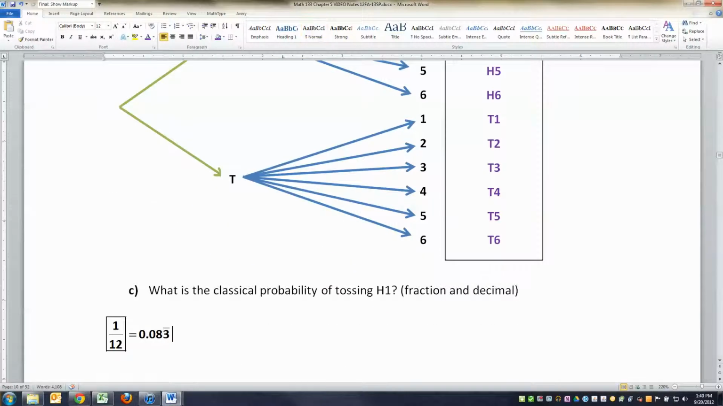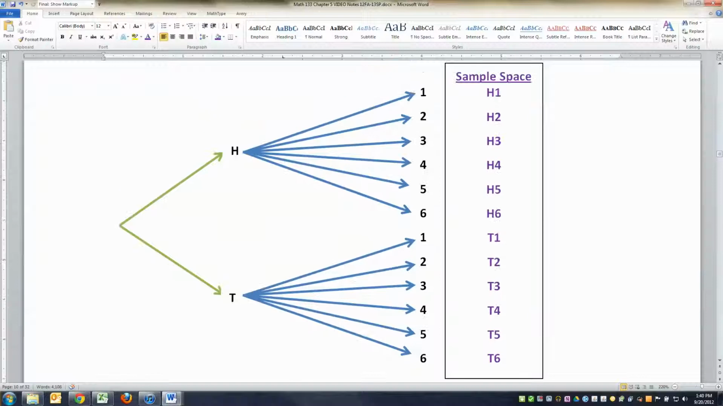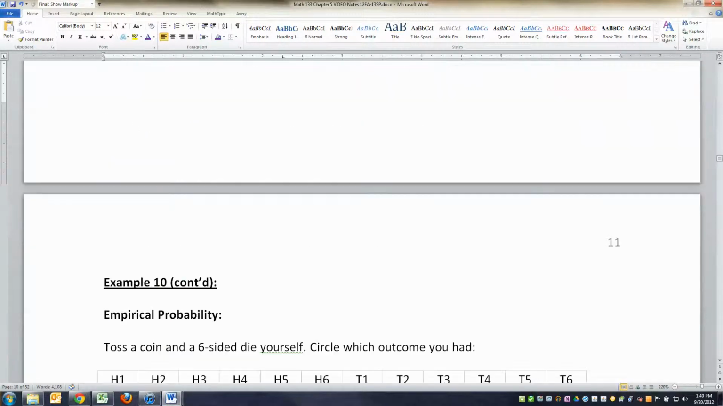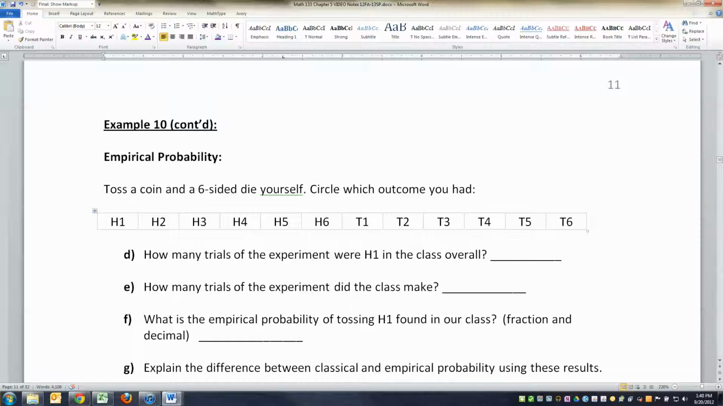If that's the case, what's the probability of rolling H1? Well, there's one H1 out of 12 total, so that's 1 out of 12, which would be 0.083 repeating in decimal form. Now let's continue, and we're going to toss a coin and a die ourselves, and we're going to do it with StatCrunch, I believe.